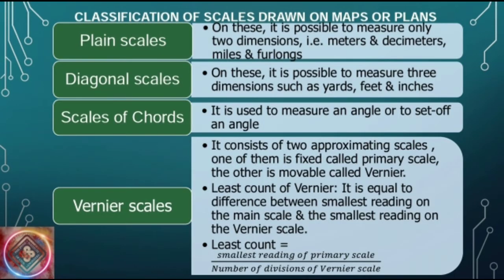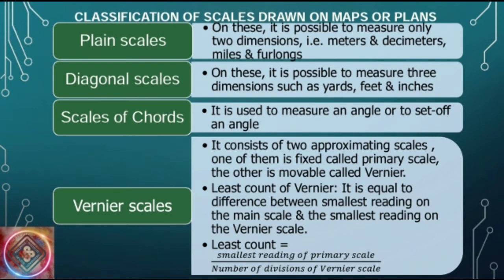Classification of scales drawn on maps or plans. Plane scales. On these, it is possible to measure only 2 dimensions, for example meters and decimeters, miles and furlongs. Diagonal scales. On these, it is possible to measure 3 dimensions such as yards, feet, and inches. Scales of chords. It is used to measure an angle or to set off an angle.